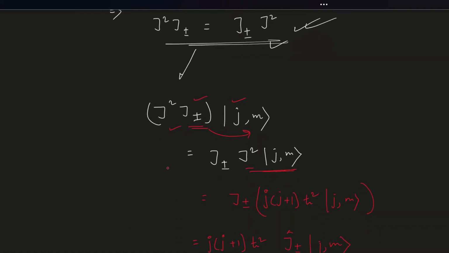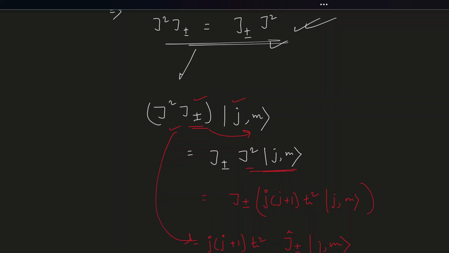So what you get going from here to here is that j squared is acting on this new state, which is formed by the j plus minus operator acting on the jm state. This can be renamed as an entirely new state. Let's say this is a new state, and it is equal to its eigenvalue, which becomes j into j plus 1 h-cut squared, a constant term, times j plus minus acting on jm. So this is a state and this is a state.